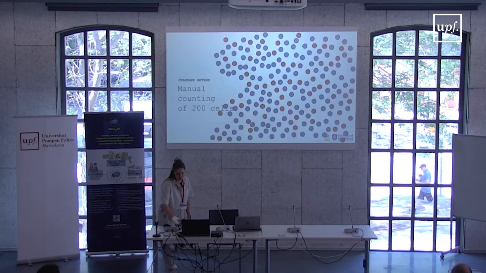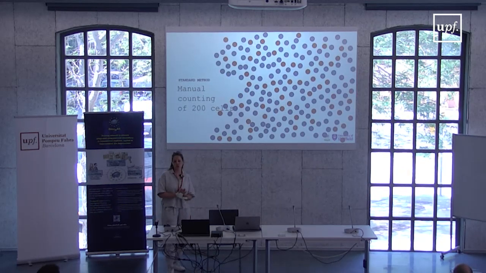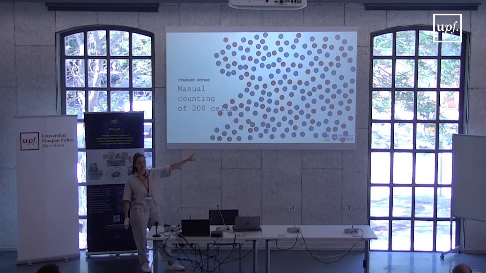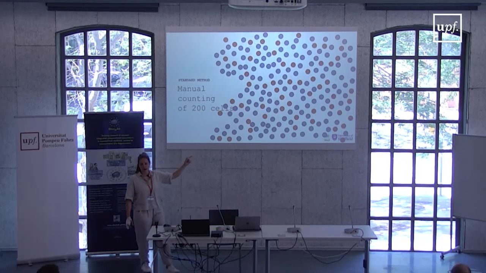So how do we quantify what we stained for? Previously, manual counting was done of 200 cells. And as you can see here, it's pretty hard to quickly count through and say, okay, how many cells are what?